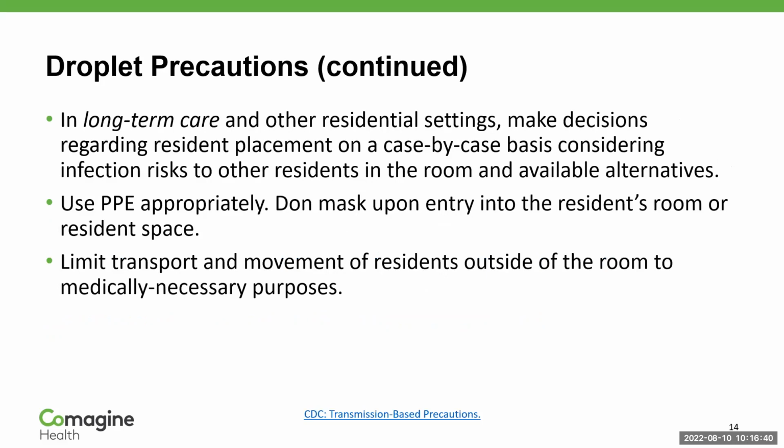Now, in long-term care and other residential settings, make sure you make decisions regarding patient placement on a case-by-case basis, considering infection risks to other people in the room and available alternatives. If you have difficulty with this or have limited resources, I would recommend that you contact your local health jurisdiction, because they're an excellent resource for helping you process through, given this illness or this pathogen and this transmission spread, how the disease can be spread. They can help you figure out placement of residents.